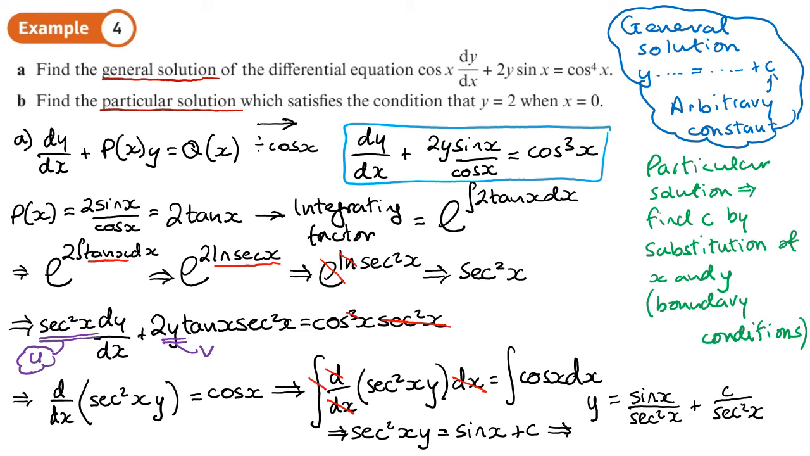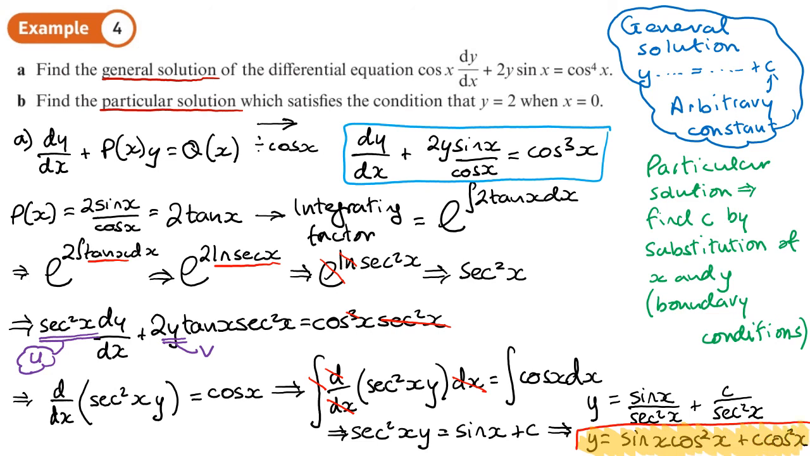Now we could, if we want to, get rid of the sec squared x, because when we come to use it on our calculator we'd probably want that as cos squared. So if we take this to the top, that will become cos squared. So it's the same as sine x cos squared x plus c cos squared x. Okay, so there's our answer for part A, which we're going to use for part B.